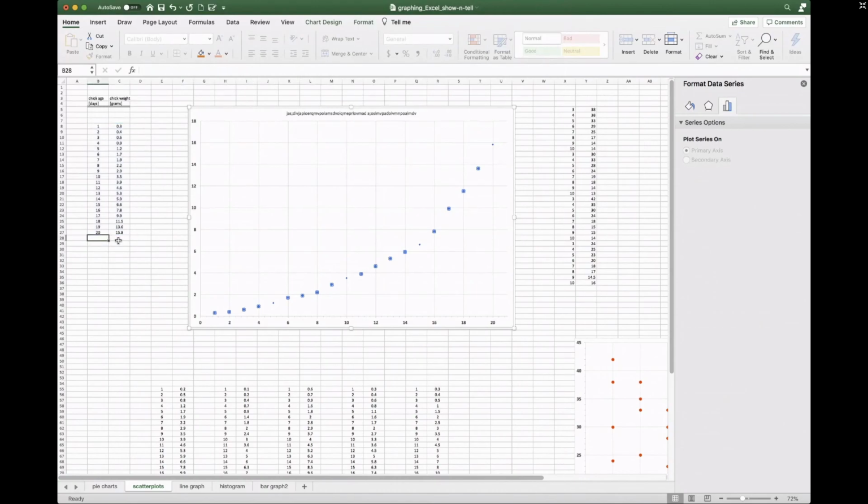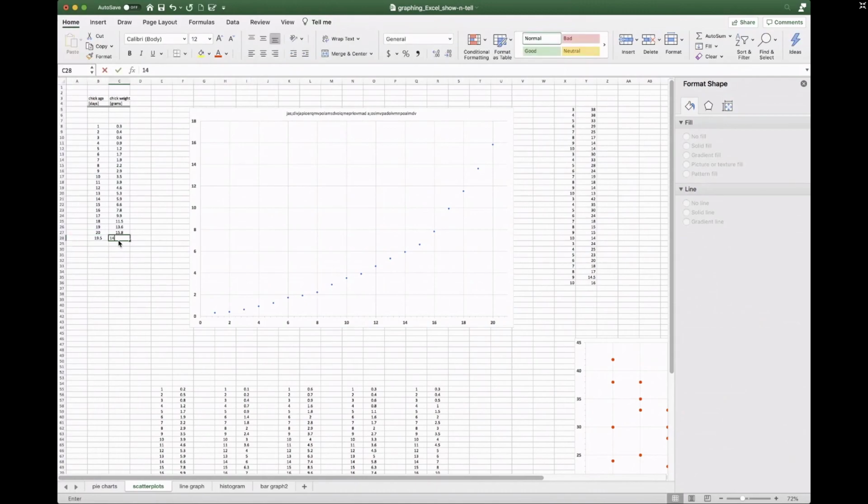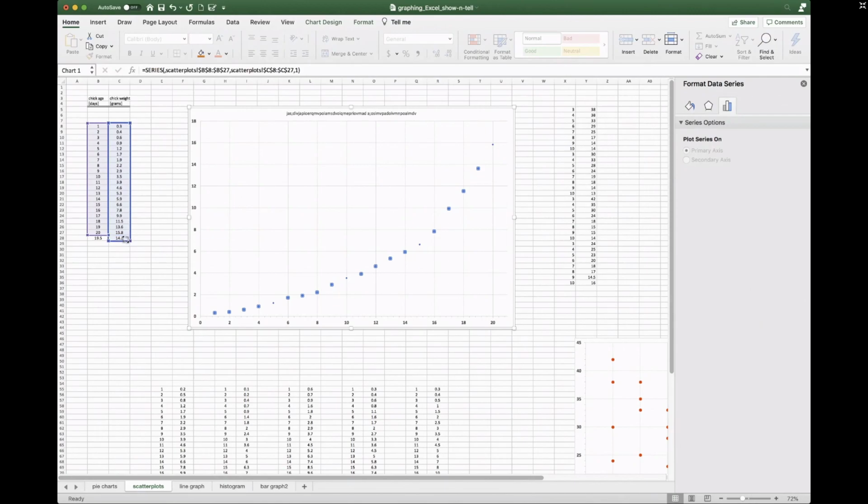Let's say I had 14.5. I forgot a data point, and it's going to be 14.3. Okay, so I'm going to click this, extend this, and extend this. I added the data point. Okay, and I didn't have to do that. I didn't have to redraw anything.